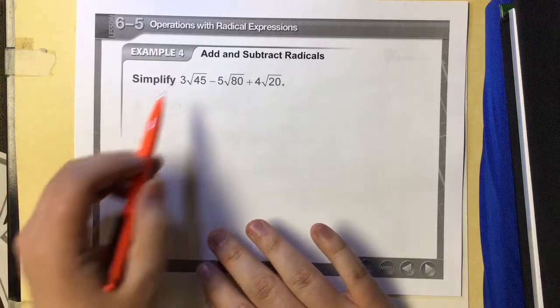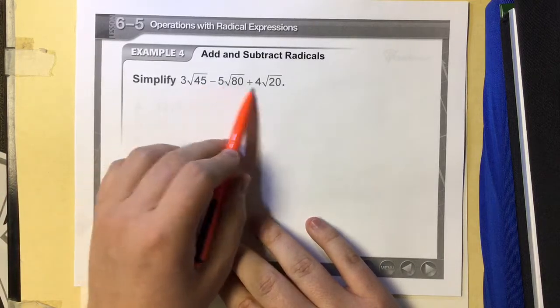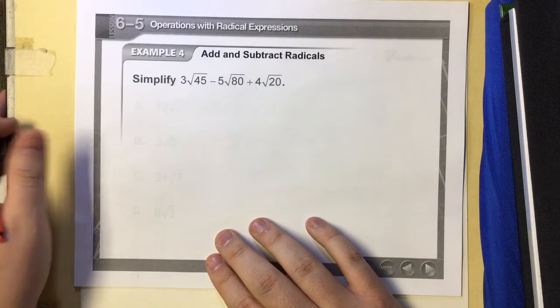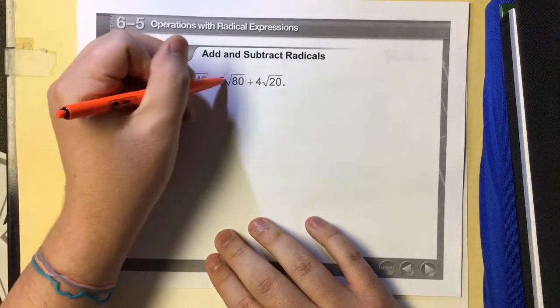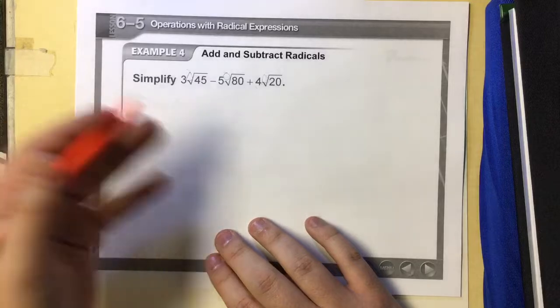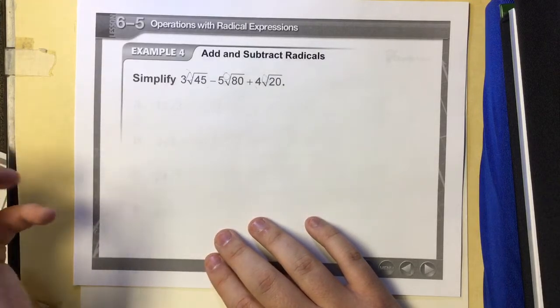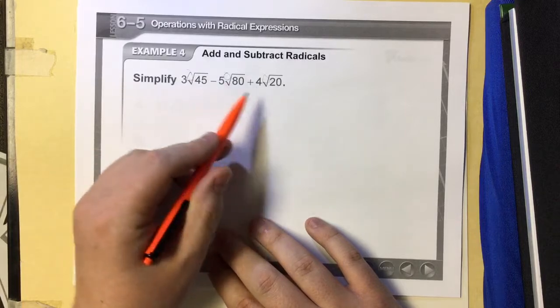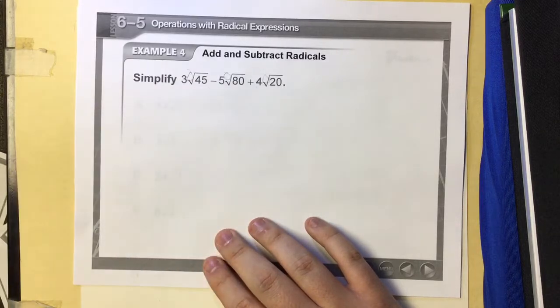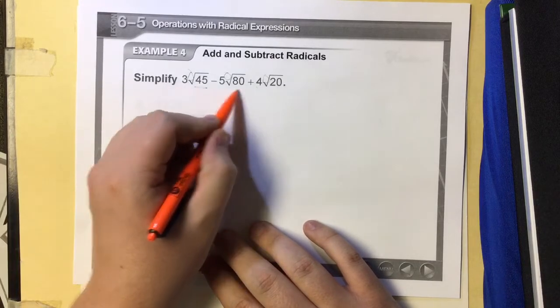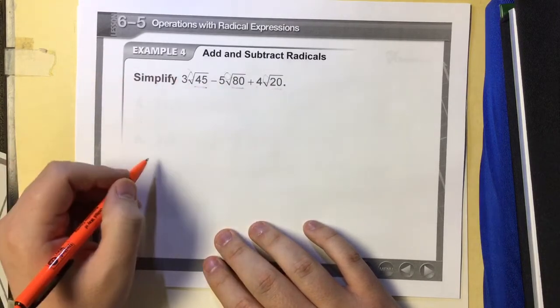Okay, now for adding and subtracting radicals. To add and subtract radicals, this is actually a little bit more difficult. We can't just go off of the index being the same, which is true here. These are all square roots. All of them have an index of 2, but we can't add them unless the radicands are the same. For adding and subtracting, the radicands need to be the same. The stuff under the square root needs to be the same to be able to add them.